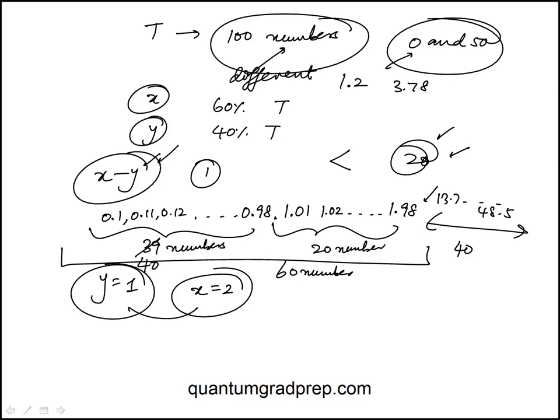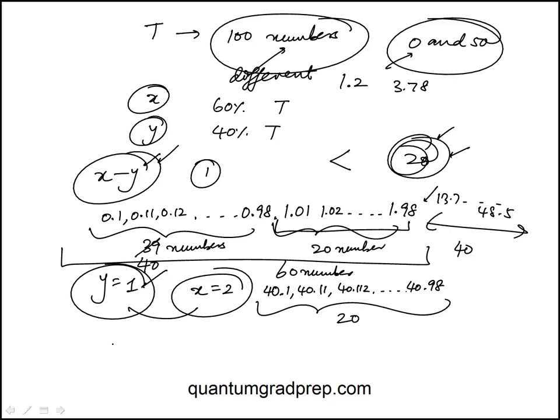Now the question is, can I make x minus y greater than 20? So we'll keep y at 1. And what we can do here is jump straight from 0.98. I can jump to anything. I could jump to 40.1, 40.11, 40.112, and I could go up to 40.98. So essentially these 20 numbers are in that range.